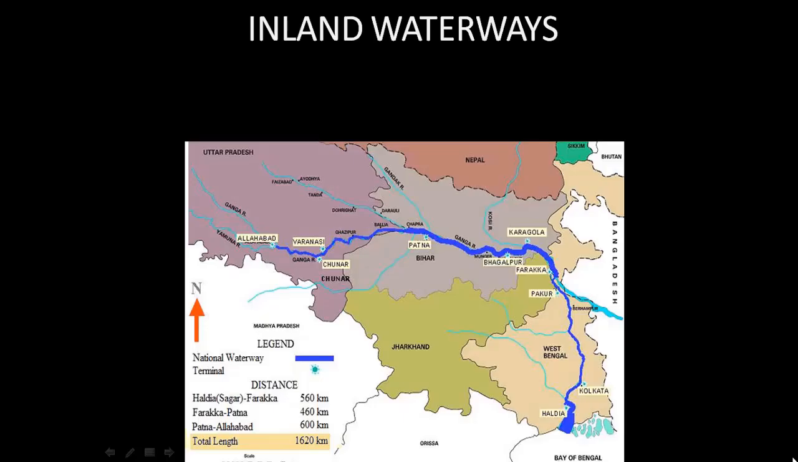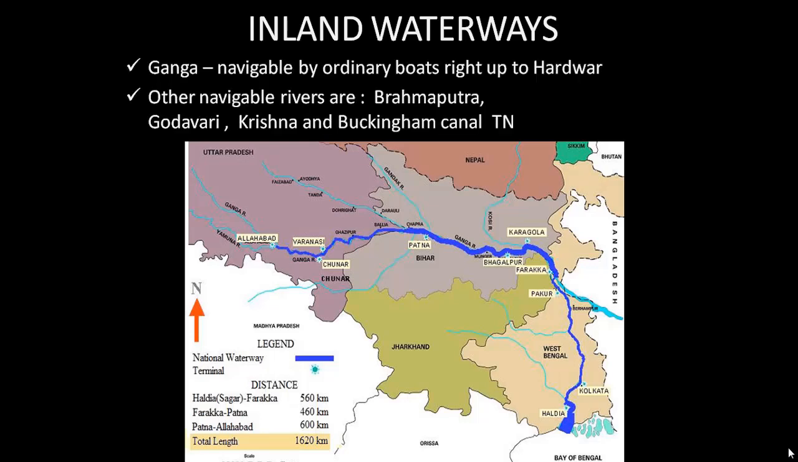Now we'll see the inland waterways or the national waterways with the help of this map. Don't get surprised with this. Ganga is navigable by ordinary boats right up to Haridwar. If you can see on the map the delta region Haldia, from here it is mainly navigable by boats till Farakka, and Farakka to Patna, and from Patna to Allahabad. Other navigable rivers are Brahmaputra, Godavari, Krishna and the Buckingham Canal in Tamil Nadu. The total length of these inland waterways is 1,620 kilometers.